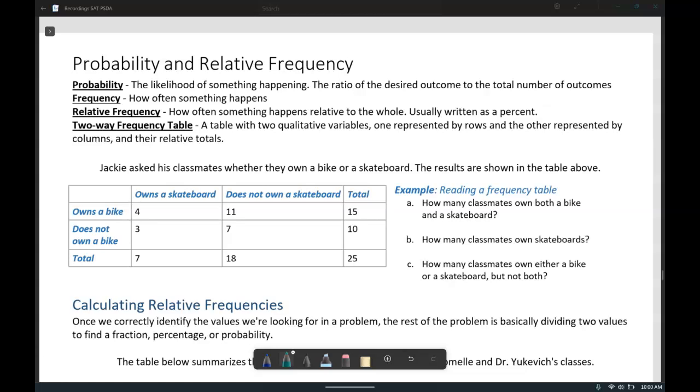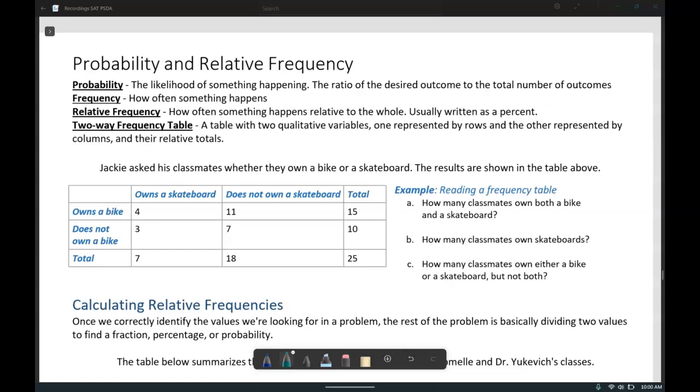Let's spend a little bit of time looking at how probability and relative frequency are related as far as what we will need for the SAT. Probability simply is the likelihood of something happening. So we use it as a ratio that we can then write as a percent or a decimal of the desired outcome to the total number of outcomes.